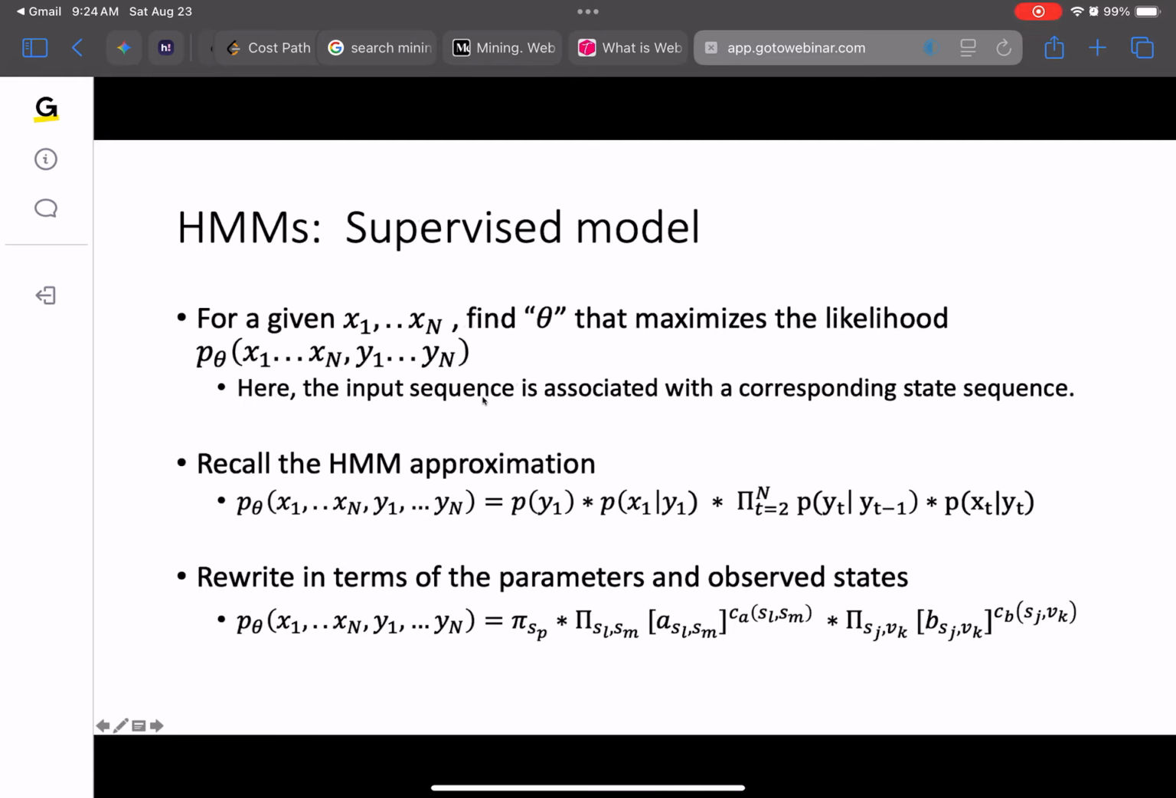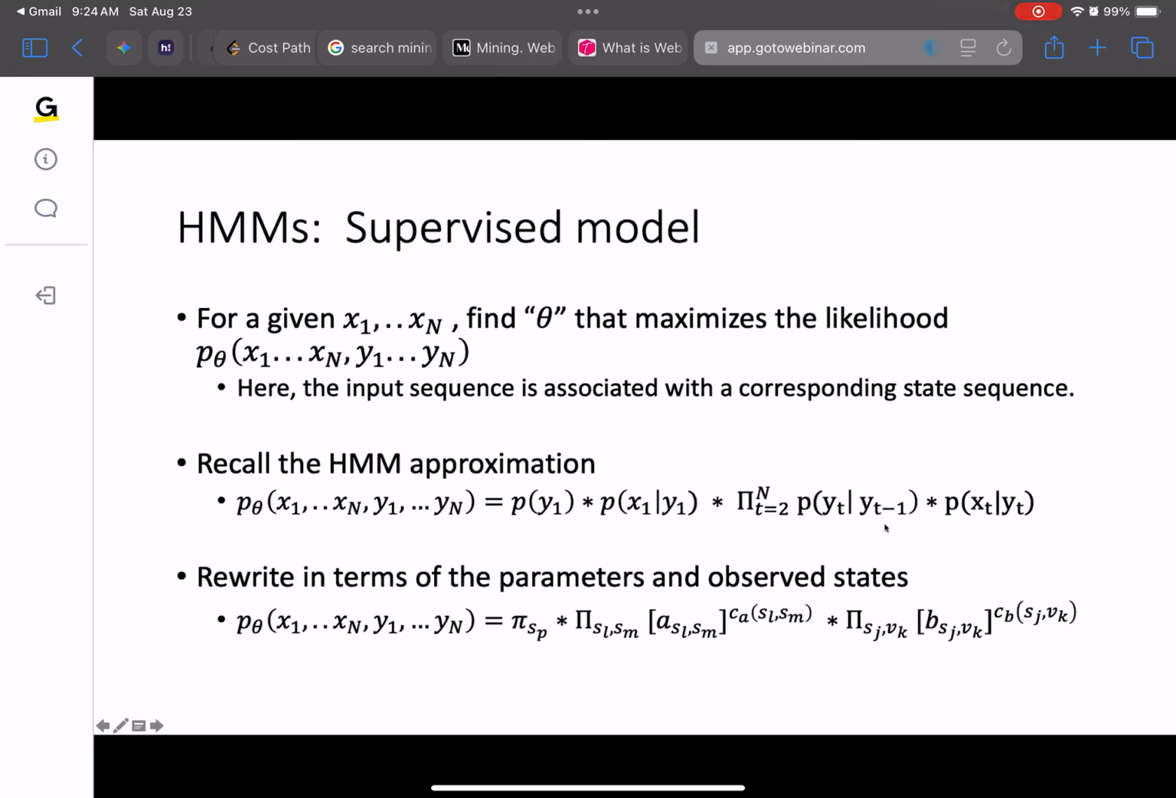Let's first consider the supervised approach. In supervised training, we have access to the labeled data, so the input sequence is associated with the corresponding state sequence. Recall that the joint distribution is expressed in the form of a Markov model, by factorizing it in terms of initial probability, transition probabilities, and then emission probabilities.